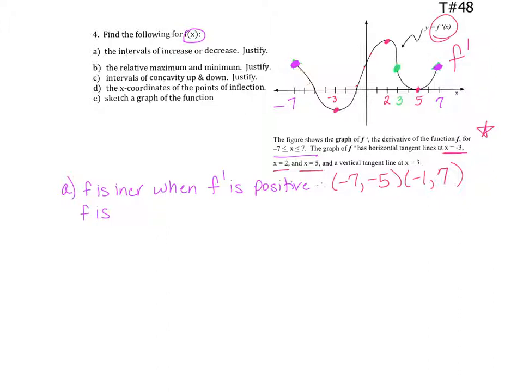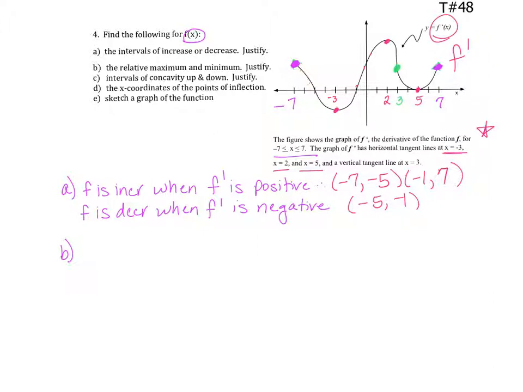Decreasing: f is decreasing when f prime is negative. So where is f prime negative? Where does it have negative y values? Well, that's just the part that's below the x-axis. So that would be -5 to -1. So that's part A.